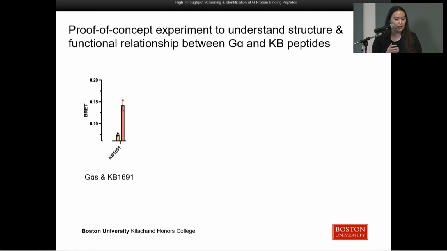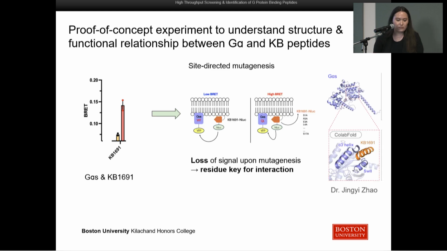We decided to do a proof of concept experiment using a case study of G-alpha-S and KB1691 to test this out. As we can see here, KB1691 preferentially binds the active state. So we did site-directed mutagenesis, changing each individual amino acid within the peptide and combining it with the active state of the G protein to see how this changes the signal. If we get a loss of signal upon mutagenesis, that would indicate that that amino acid was key for that interaction.